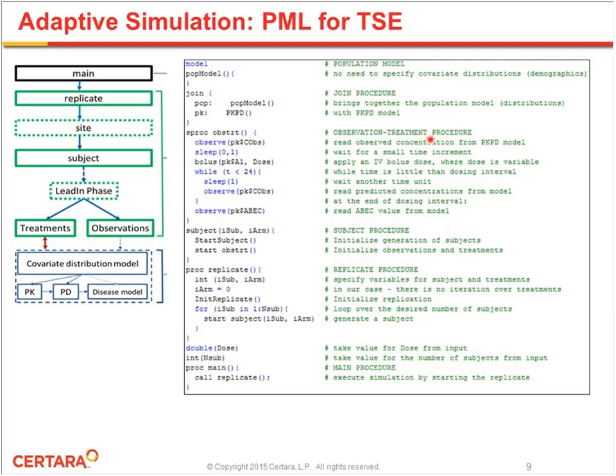And here it's simple. The first step, an observe statement, we are just looking for the concentration observed from the PK-PD model. And then we wait for a very small time increment. This is just because we want to observe and apply a dose at the same point in time. We need to put a very tiny time increment between these two. So here in the next line, we have apply a bolus dose, which is also put in a variable called dose, so we can vary this amount.